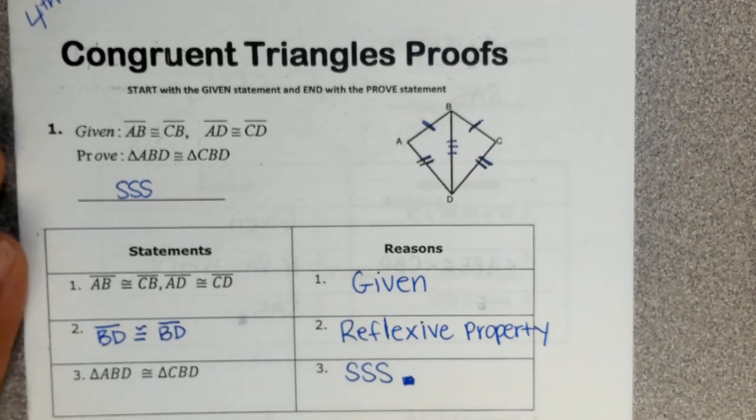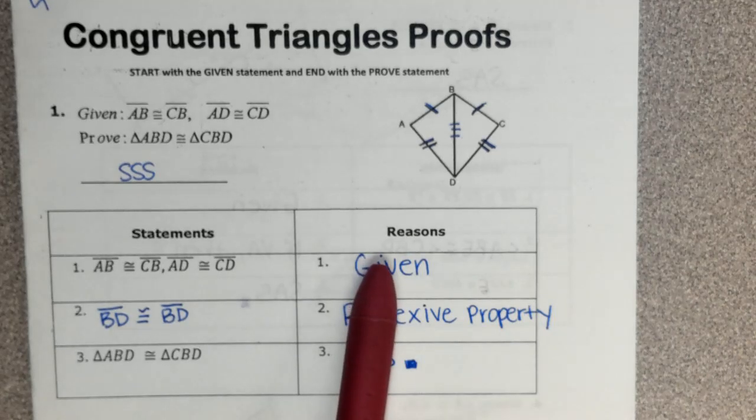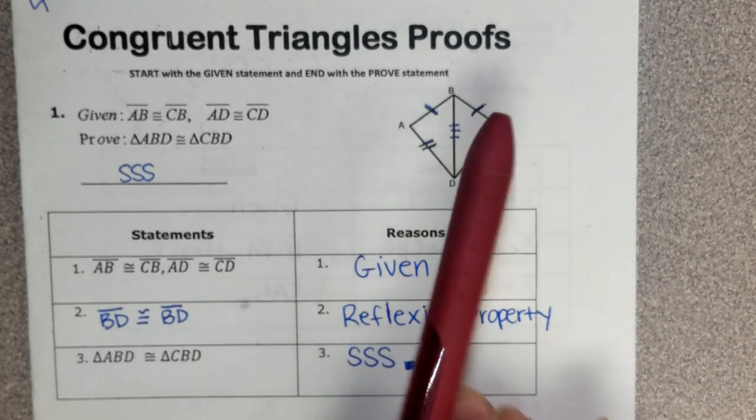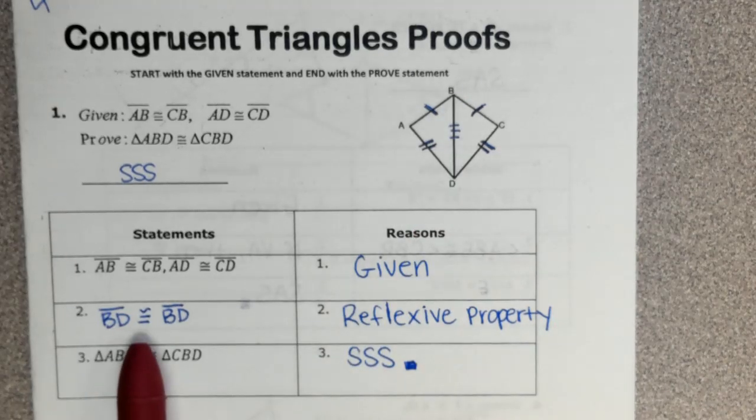Okay. Yesterday, I'm just going to do a real quick recap. Yesterday we went over these notes and we did 1, 2, and 3. For number 1, what do we always start with? Given. Then we need to add to our picture. For this one, it was the reflexive property. BD is congruent to BD.